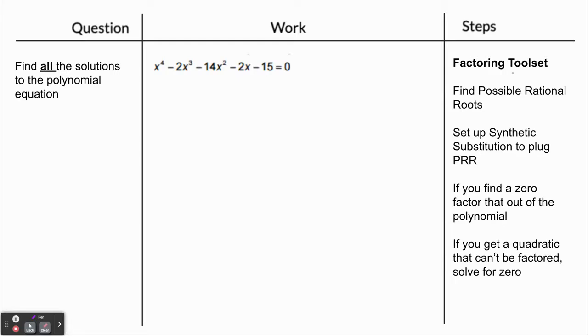So now we're going to find all possible rational roots, which is going to take all of the factors of our constant over all of the factors of our leading coefficient, which is just 1. So that's going to say that all of our possible values are 1, 3, 5, and 15. Once we find all of the possible rational roots, we're going to start plugging these in using synthetic substitution. So we'll start with the easy ones here. I'm going to start with positive 1.